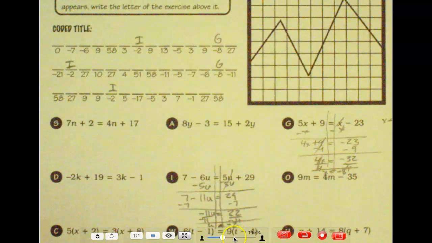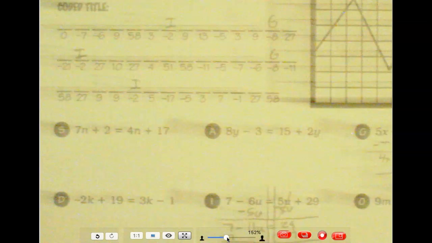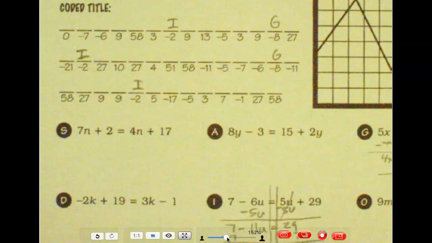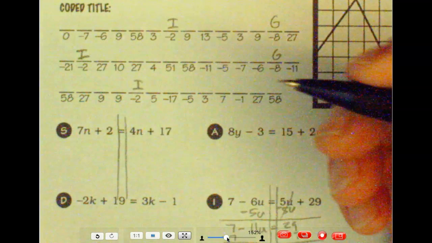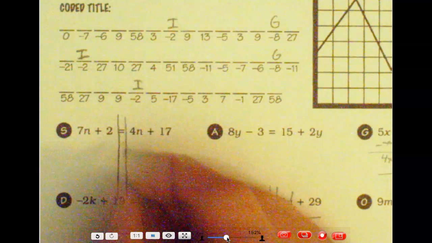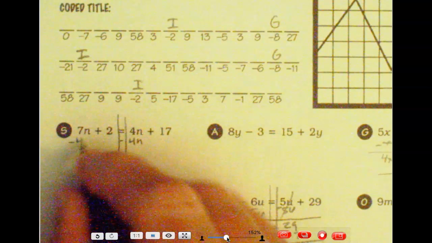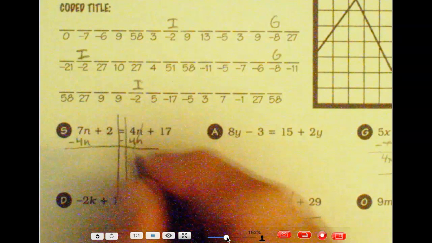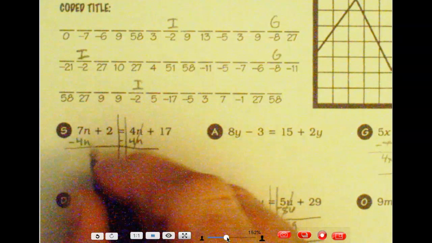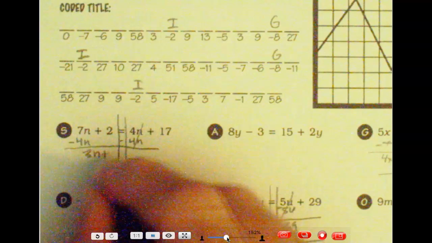All right, make this even a little bit bigger so you can see it even better, and we won't worry so much about the puzzle. Set my railroad tracks. Whatever I do to the left side, I'm going to have to do to the right side. So I'm going to subtract 4n from this side. I'm going to subtract 4n from that side. Plus 4n minus 4n cancel out. 7n minus 4n gives me 3n plus 2 equaling 17 on this side.